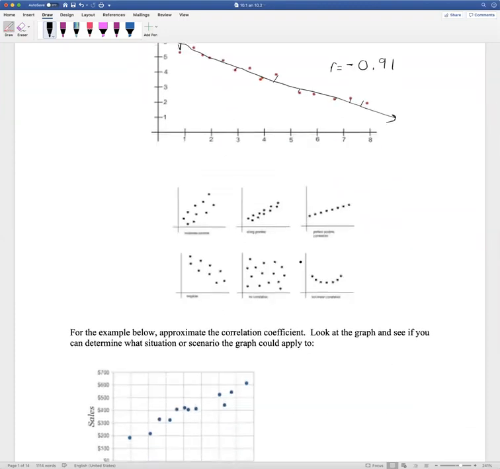Okay, for these, I just want to make sure you're comfortable. Positive linear correlation, not very strong. I would call that, maybe, I don't know, 0.55. Again, positive because the slope is positive. This is much stronger. I would call this 0.75, maybe even 0.8 for the correlation coefficient.